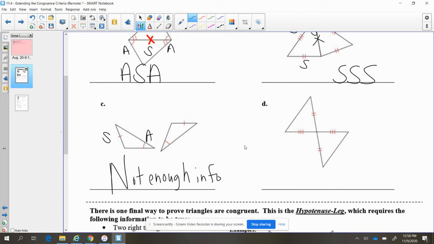And last but not least, in example D, they gave us a pair of sides and another pair of sides with 2 tick marks. And we can assume then that the vertical angles are congruent by the vertical angles theorem. So that would be a pair of angles. So we have side, angle in the middle, side, to prove that these are in fact congruent triangles, okay?